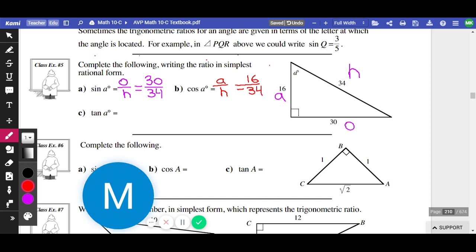And lastly, the tan ratio. A reminder that tan is equal to opposite over adjacent. In this case, the opposite is 30 divided by the adjacent, which is 16.